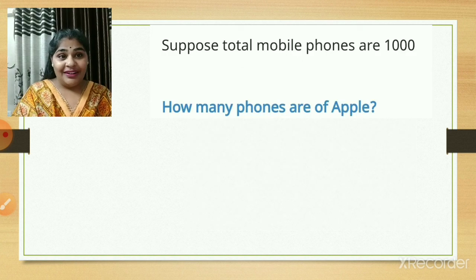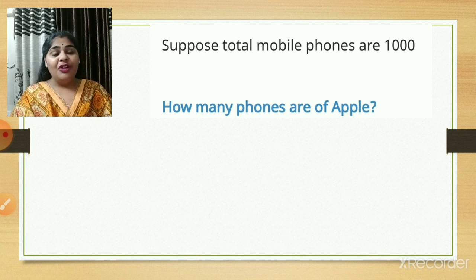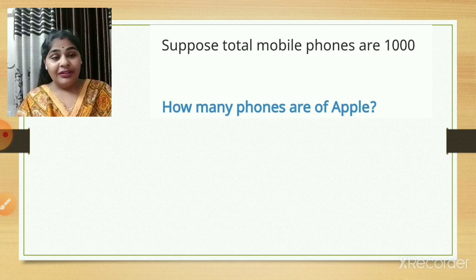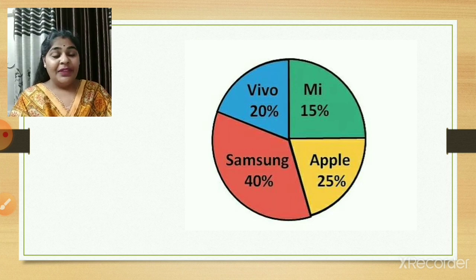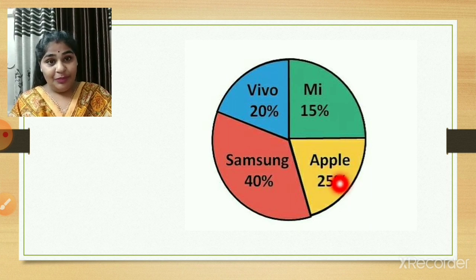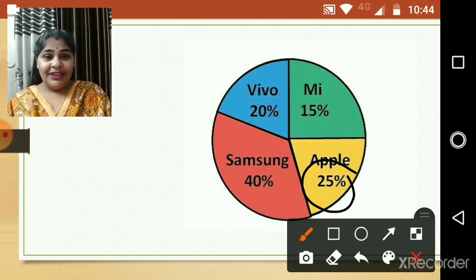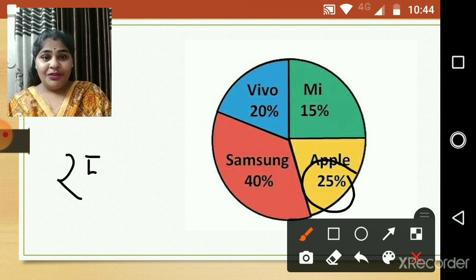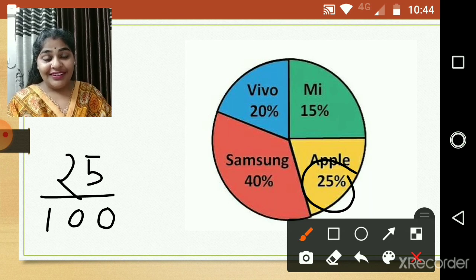Suppose now the total mobile phones are 1,000. How many phones are Apples? Now if you see here, the total phones are 1,000, children, and Apple is used by 25% of the people, right? So what we are going to do is, 25% is written as 25 upon 100. This we have studied already in the earlier classes.